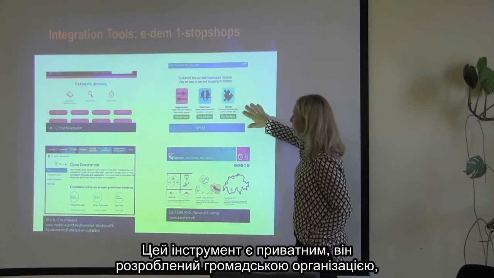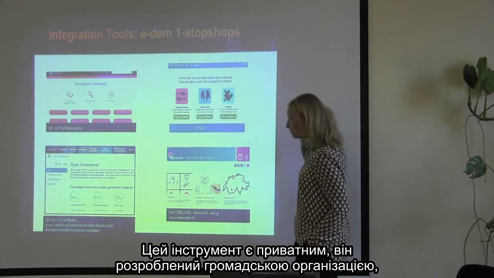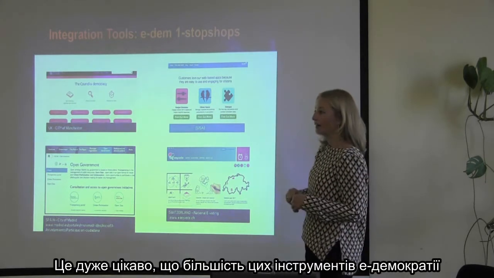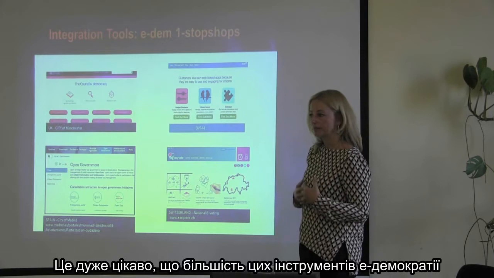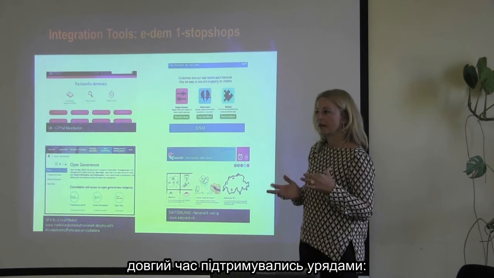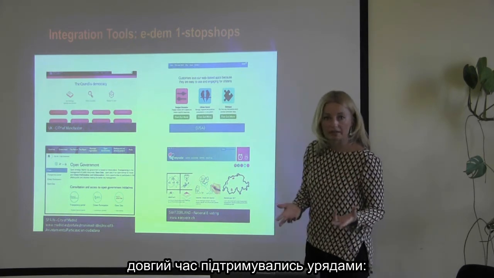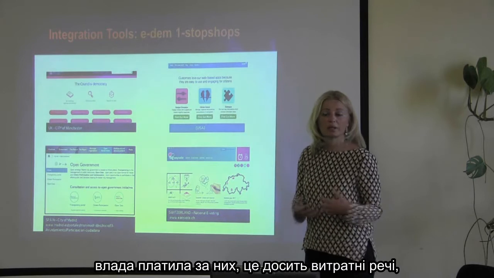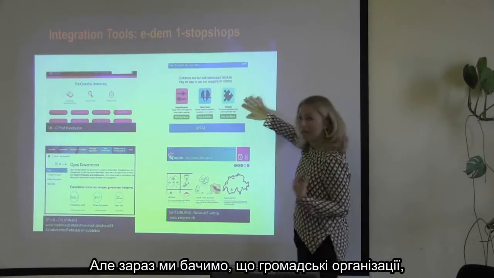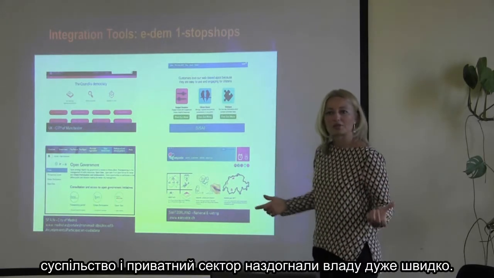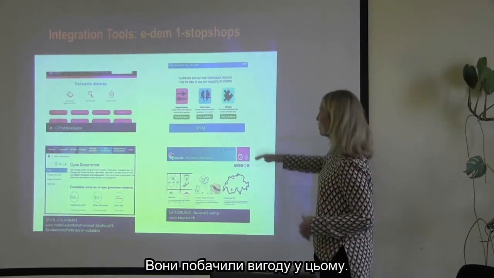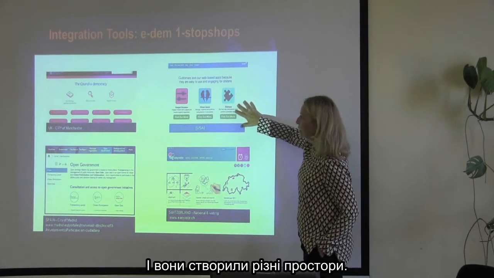This tool here is actually by a private NGO that is providing services. So it's very interesting that most of these e-democracy tools have been for a long time government supplied. So the government most of the time paid for it. I mean, they are costly, they do require some kind of upfront investment. But now we are seeing NGOs and civil society and the private sector are catching up very fast. They see that there is also profitability in this, and are creating applications.